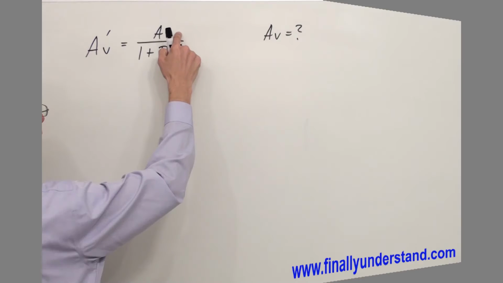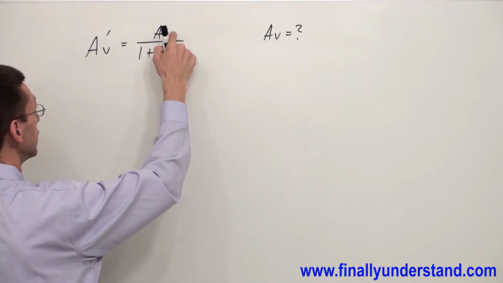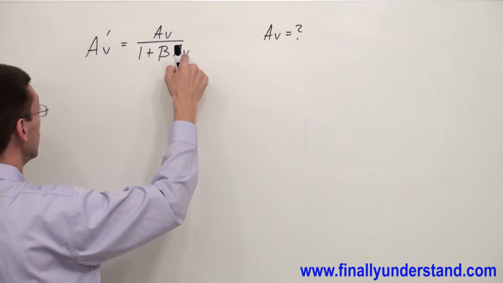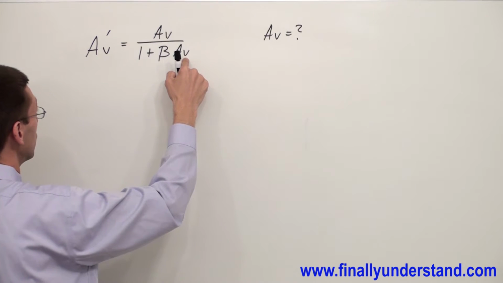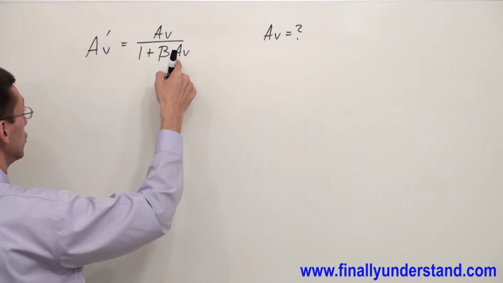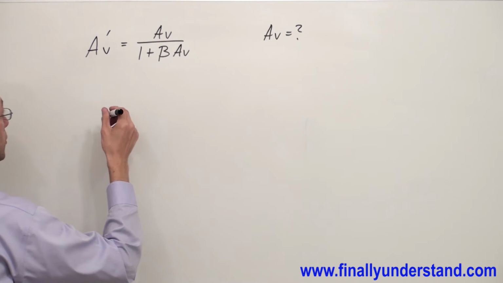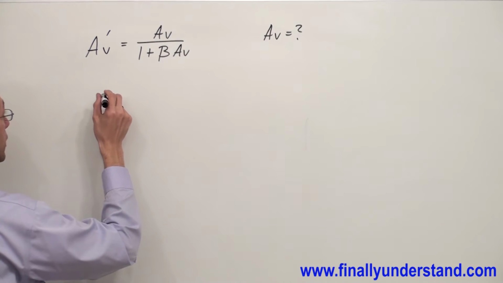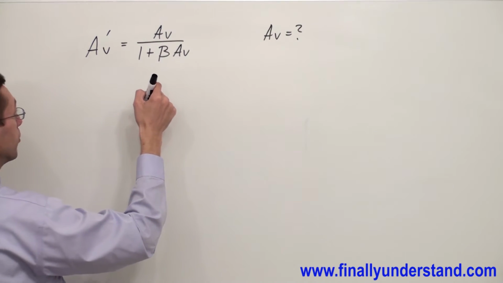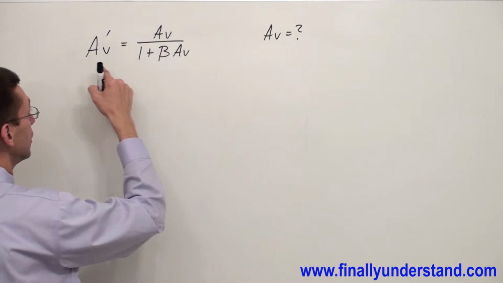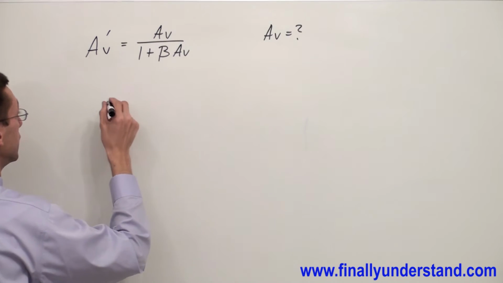Let's take a look at this example. This time we have to solve this formula for AV. AV we have in the numerator of the fraction and in the denominator of the fraction. So we have to eliminate the fraction in order to pull out AVs from the fraction. How can I do that? By multiplying both sides of the formula by the denominator.